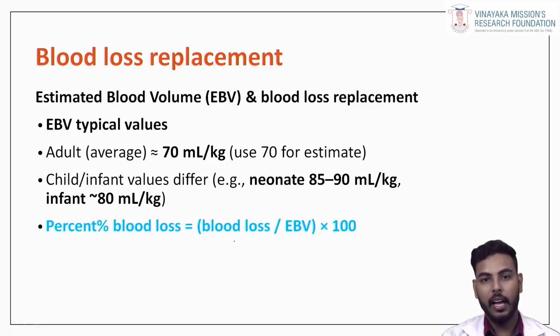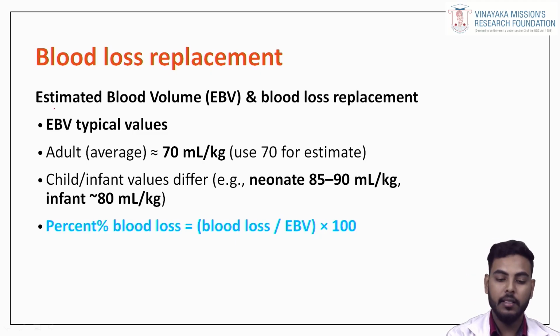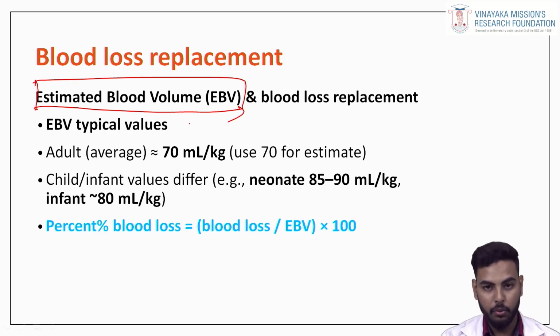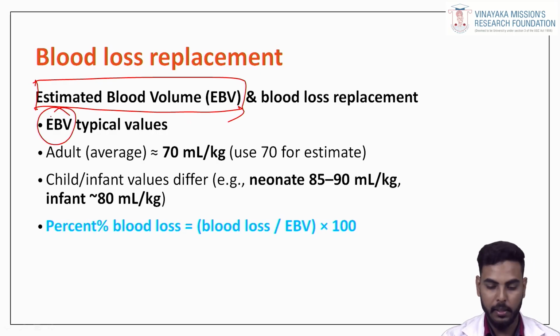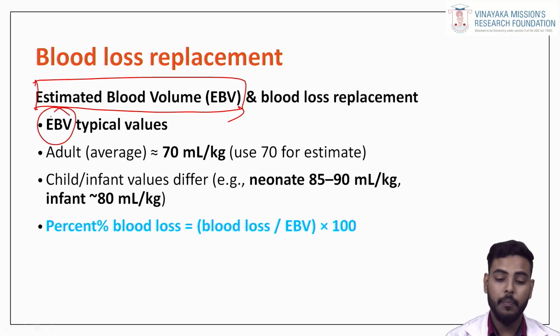So the third component of calculation in intraoperative therapy is blood loss replacement. How to calculate the blood loss replacement? Here we want an estimated blood volume, and for that we'll be needing the EBV values, which we will shortly be telling. So what are those EBV values?